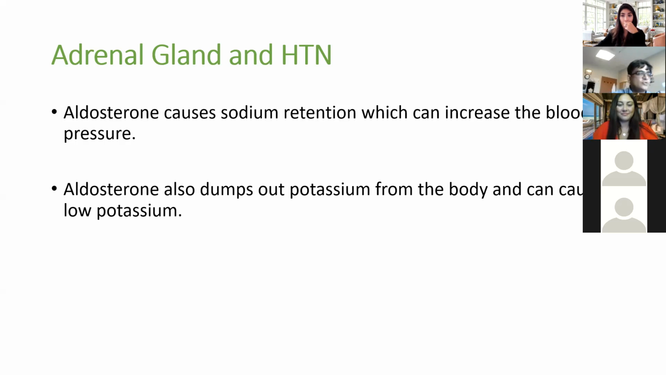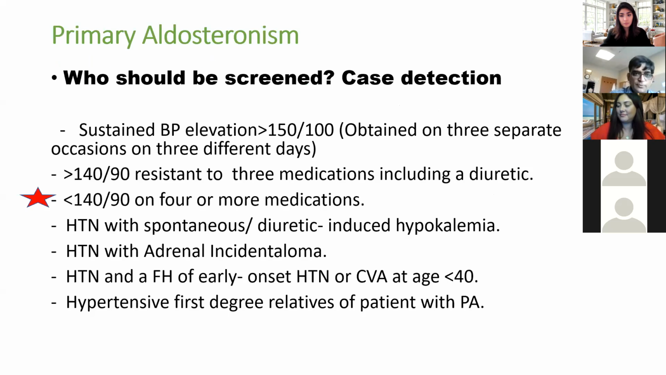So most of them, not all of them, will have low potassium or potassium that runs on the lower side of normal, because the excessive production of aldosterone is dumping out the potassium from the body. So that's why we always check if we have a young patient who has hypertension that is difficult to control, and that has low potassium, that increases our index of suspicion for this problem. So this is very important.